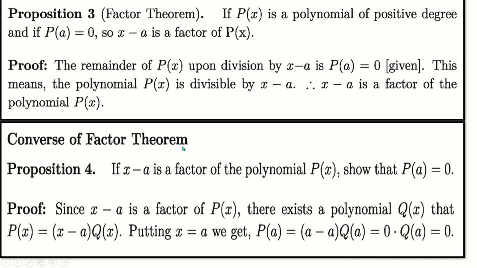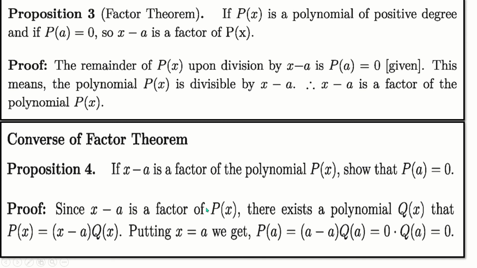Another, the converse of the factor theorem. Here, if p of a is equal to 0, then x minus a is a factor of p of x. Converse means when x minus a is a factor of polynomial p of x, we can say p of a is equal to 0. That means remainder 0. This is the converse of the factor theorem. If this is a factor of the polynomial, then p of a is equal to 0. But the factor theorem means if p of a is equal to 0, then x minus a is a factor of p of x. Here, if x minus a is a factor of polynomial p of x, we can say p of a, that means the remainder, is equal to 0.